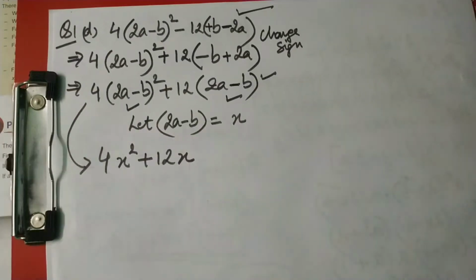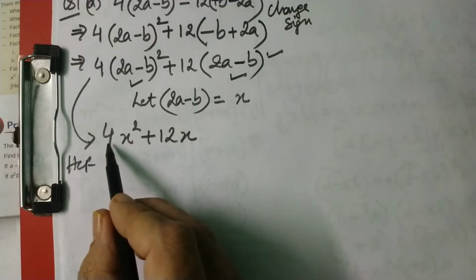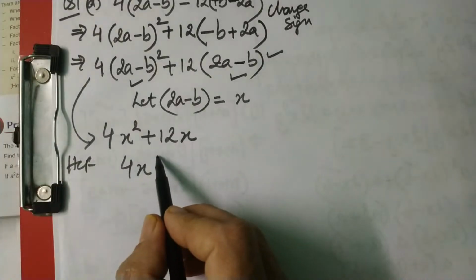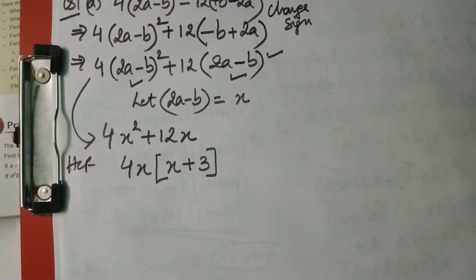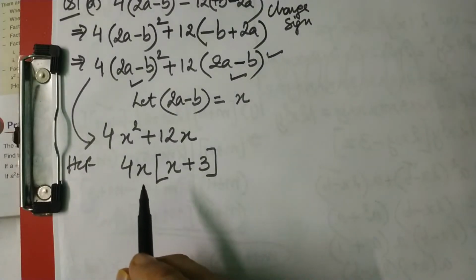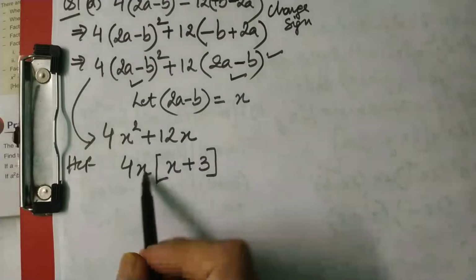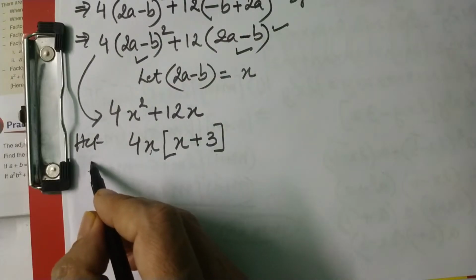So what is common in these terms? HCF. So what is the HCF? 4 and x. 4x is common. So it will become 4x(x + 3). This is just like the first method which I have explained. Watch the video explaining how to take common or HCF below this. I will put the link below this video. You can check that out. Now this is factorized. Now I will substitute the value back.